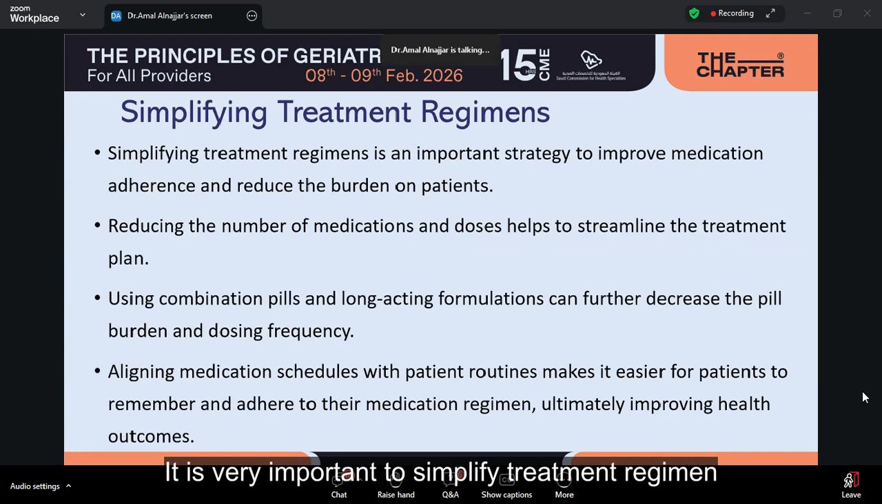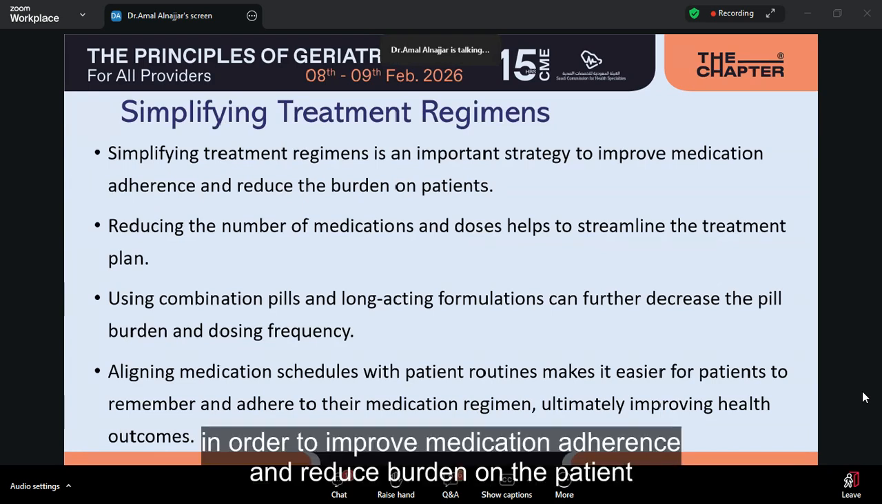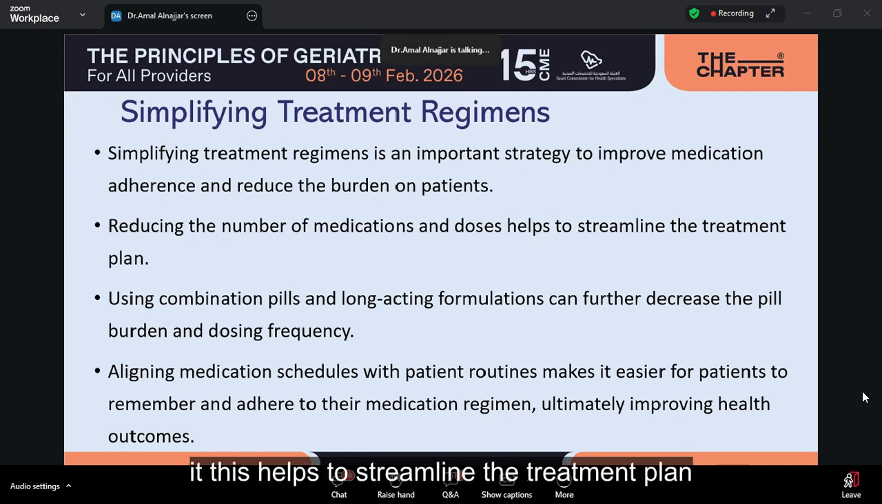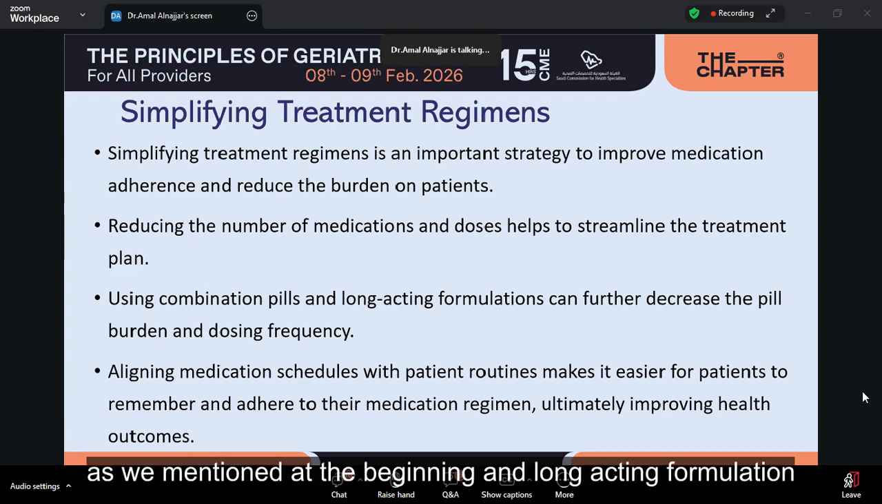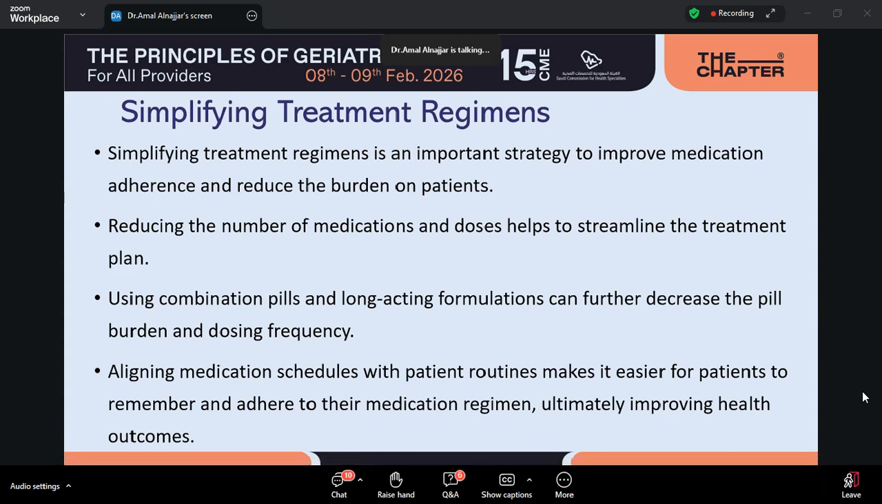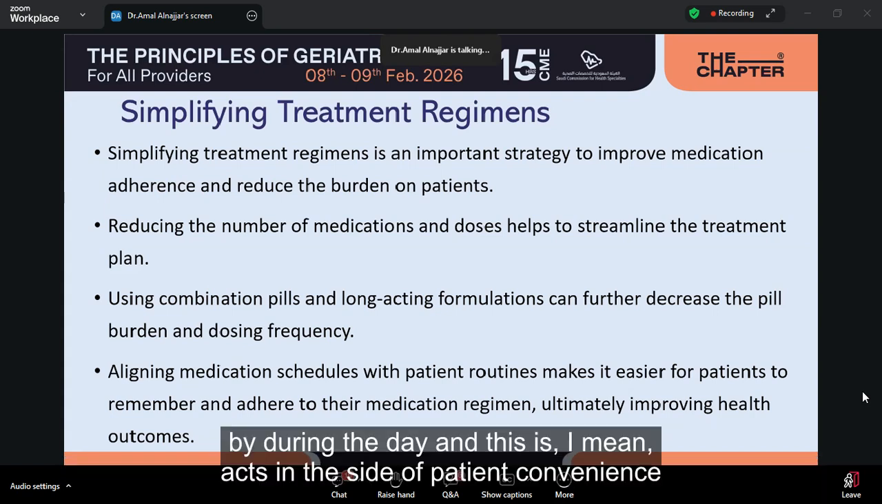It is very important to simplify treatment regimens in order to improve medication adherence and reduce the burden on the patient. When we reduce the number of medications and doses, this helps to streamline the treatment plan. When you use combination pills, as we mentioned at the beginning, and long-acting formulations, then we reduce the number of pills that the patient is going to take during the day, and this acts in favor of patient convenience.